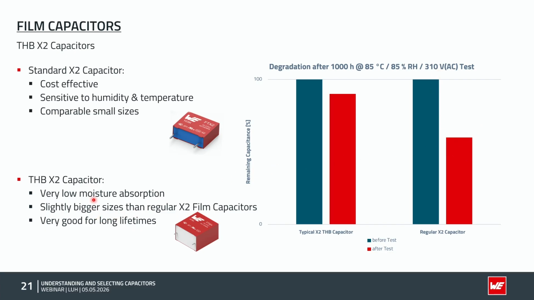So therefore, we also added another series. We improved these parts a lot to have a very low moisture absorption. The sizes are a little bit bigger than the other ones, but in a lot of situations you will have a pin-to-pin replacement. These are the THB capacitors. THB stands for temperature, humidity, and bias. So temperature, which will be 85, humidity 85, and then the bias is 310 volts AC. So this is some information about THB X2 capacitors.